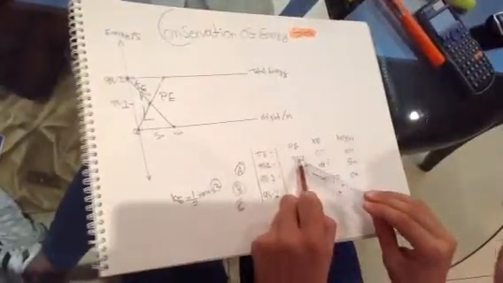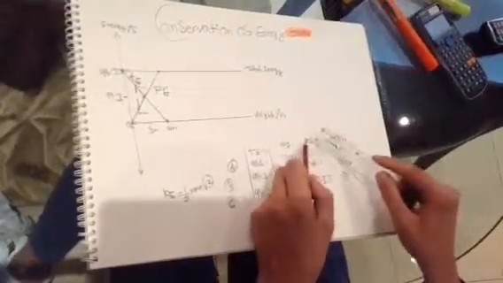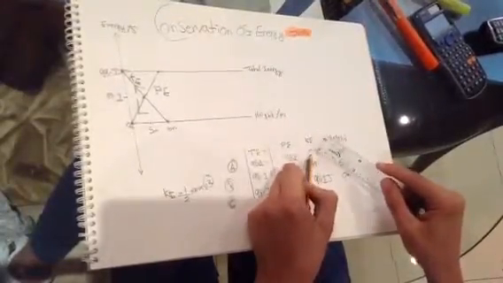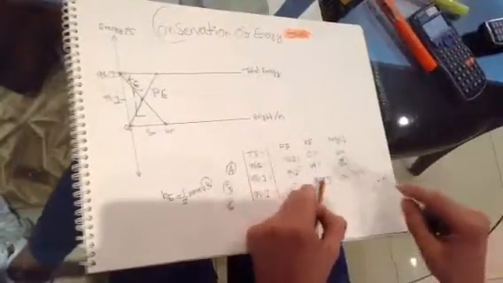Which, as can be seen here, potential energy, we started with 98.1, and we ended with 0. Kinetic energy, we started with 0 because the ball was stationary, and we ended up with 98.1 joules.